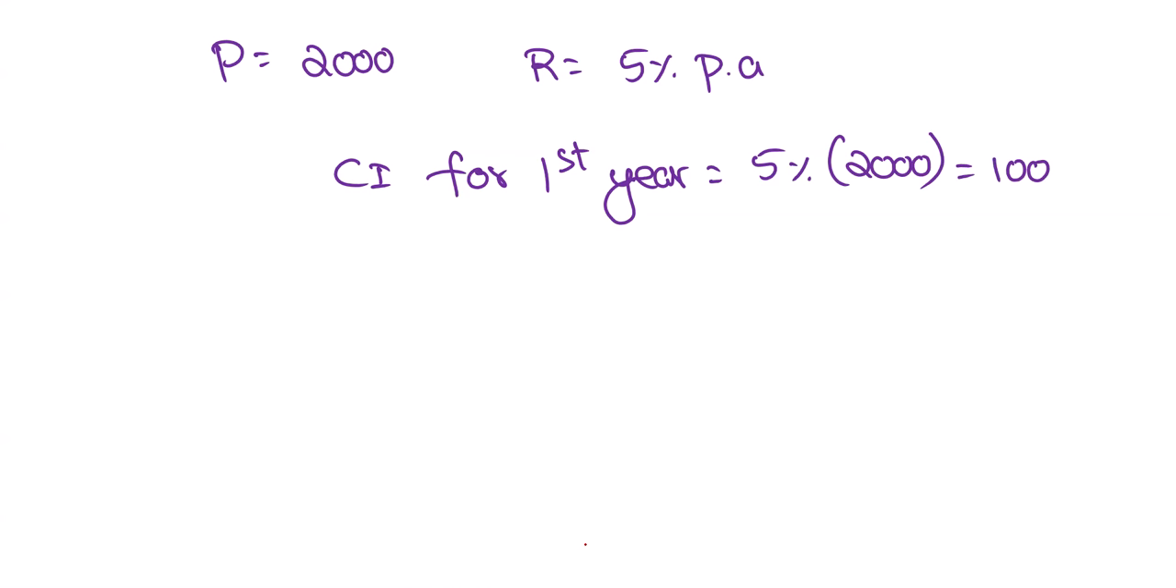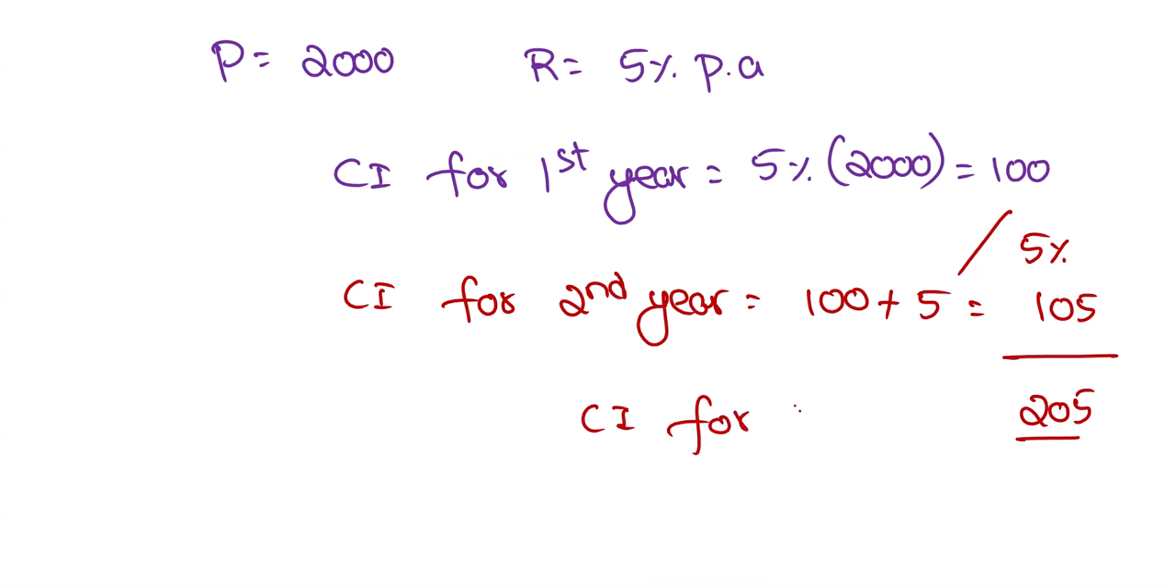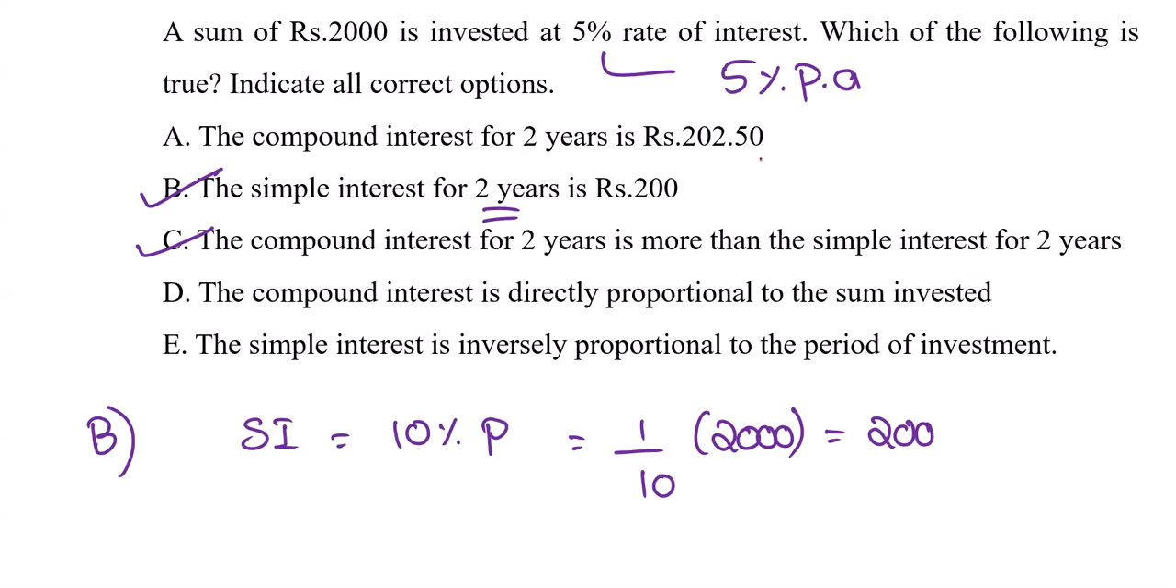What about the second year, sir? Compound interest for the second year is the first year's 100 plus 5% of this, which is 5 rupees, so 105. Together 205, that is compound interest for 2 years. There are multiple methods to handle compound interest. This is one of the methods. First year 100, second year 105, so 205 is the compound interest for 2 years. But here it says 202.5, so option A is wrong.